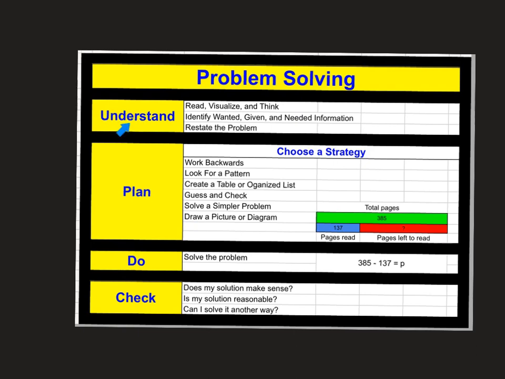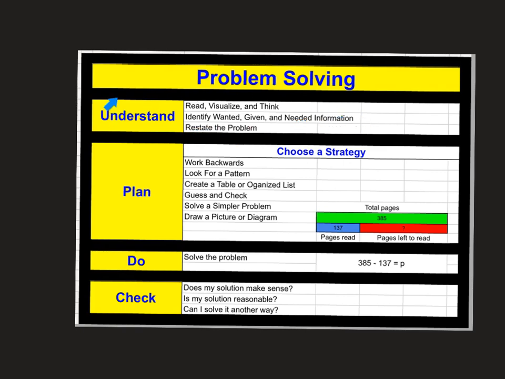So we start out with understand. The very first thing you always do is you read the problem. You try to visualize what is happening in the problem and then think about it. Give it a little while to let it sink in and try to understand what's going on in the problem. Now we need to identify, what do they want us to answer? What is the wanted? Basically restating the problem. All right, what do they give us? What do they give us in the problem? And what information is needed in order to solve the problem? All right, restate the problem.